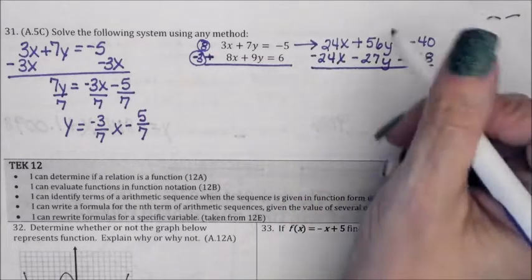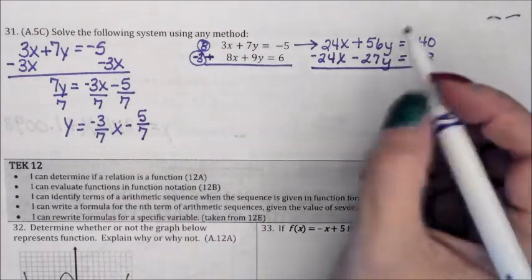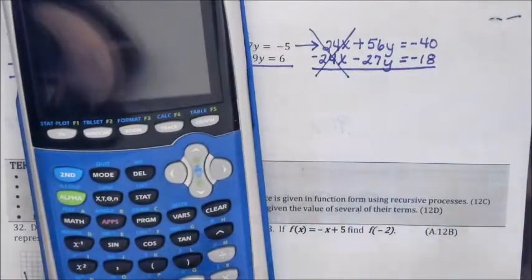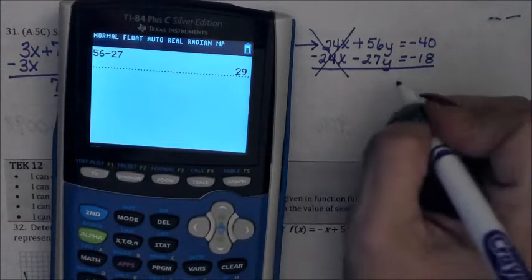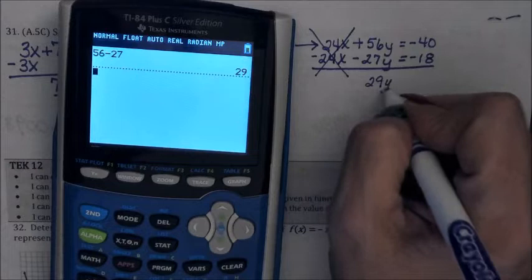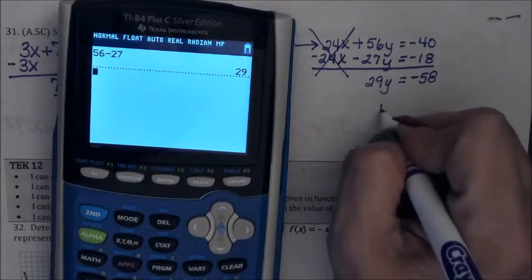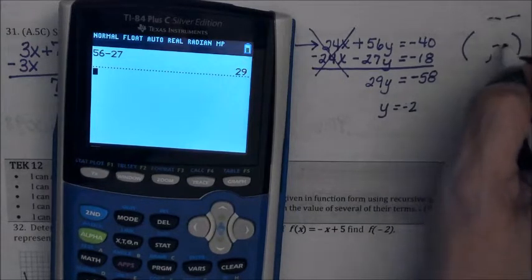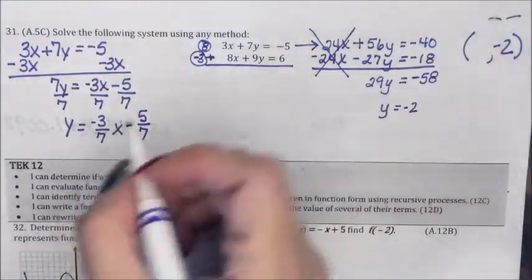All right, so we're going to add those up. I'm going to go back over here and work this one. Add those up. Remember, the x is going to cancel out. I'm going to grab my calculator real quick. 56 minus 27 is 29y equals negative 58. Oh, well, looks like my y is going to be negative 2. So maybe this is going to come out to be something nice and neat. Take that negative 2 and plug it back in.